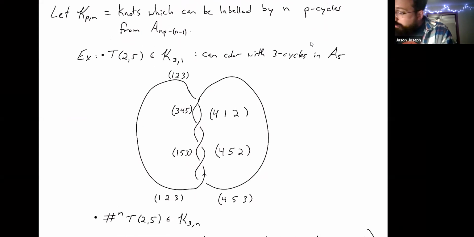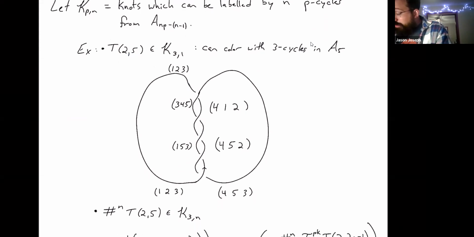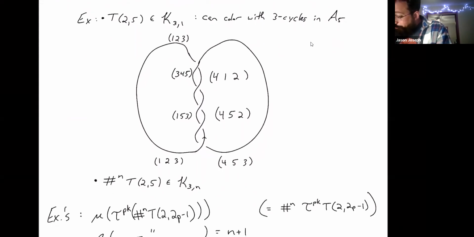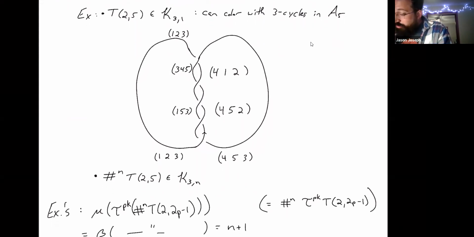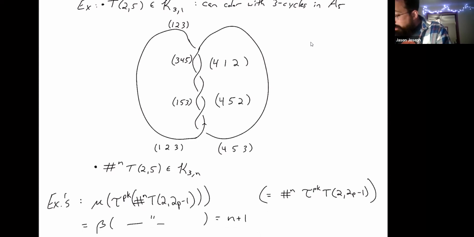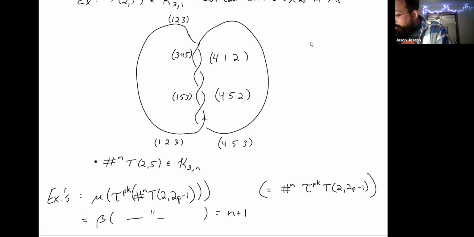And then connect summing copies of this with itself, you get into K_{3,n}, so that'll have meridional rank n plus 1 because of these quotients. And now you can do any multiple of p twist spin of something in K_{p,n}, and you'll establish that the meridional rank and the bridge number of those are both n+1.